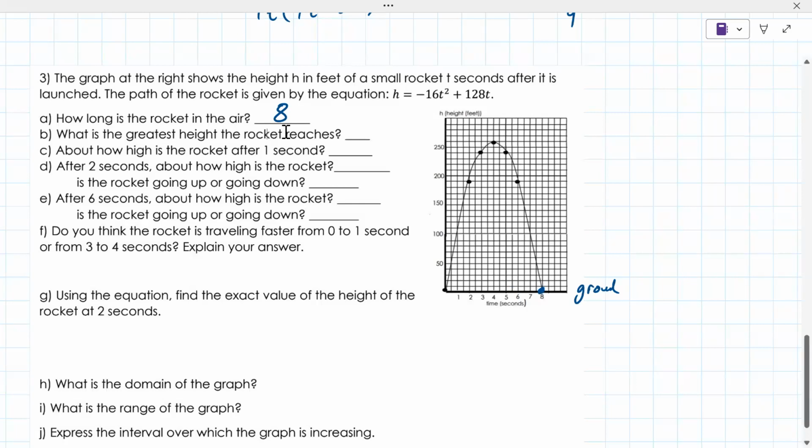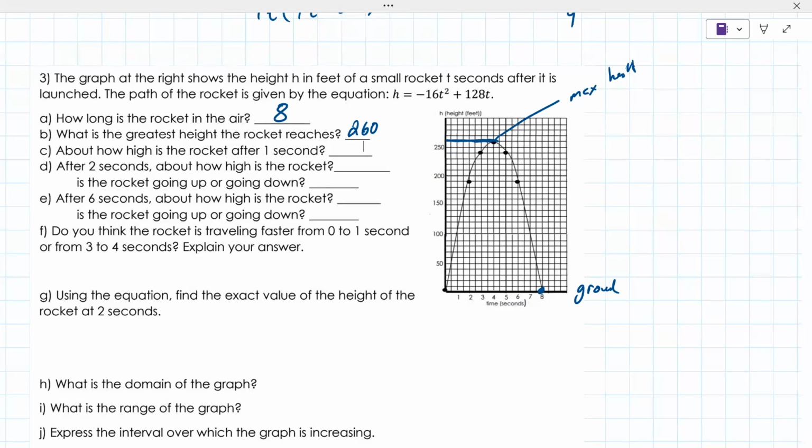So this one's where you've got to be a little bit careful. It's right there, I guess. That's the greatest height. But is that exact? Maybe it's better to use the equation for that. Now, I think it says to look at the graph to do it, because in part G it says to use the equation. So I think you can actually just read it off there. Each of these grids is 10, so to me it looks like it's 260. But again, that's not exact.